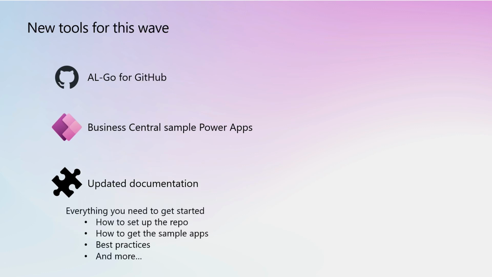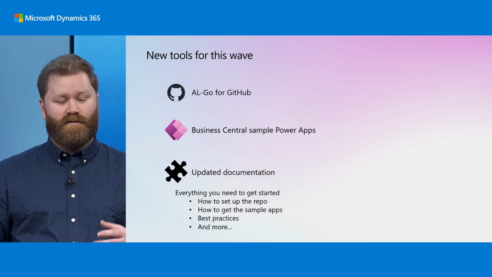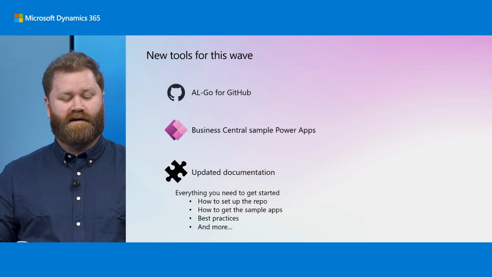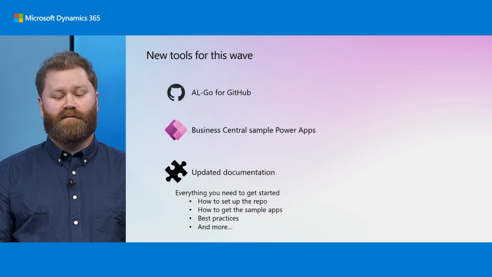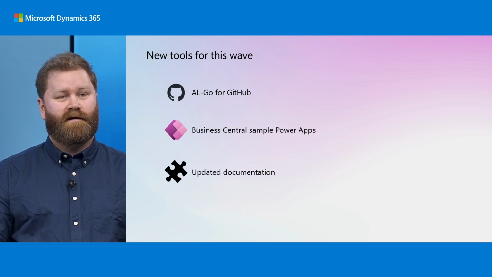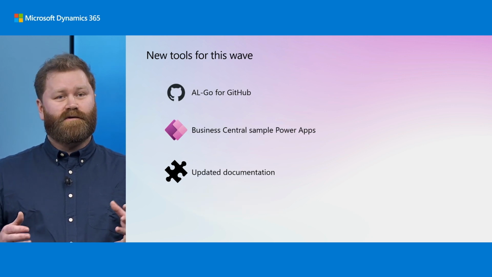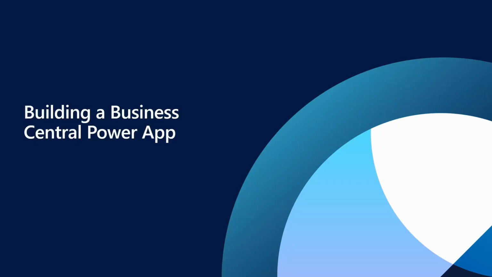Finally, we've updated the documentation so everything you need to get started is easy to find. It shows you how to set up the new repo, how to get the sample apps, best practices, and much more. Now let's go ahead and see how you can use these tools in action. So we're going to be showing you how you can use these tools to build a Business Central connected Power App. Let's jump right in.